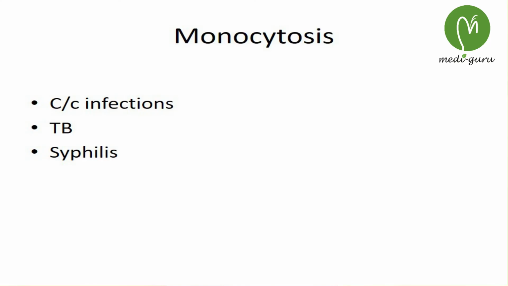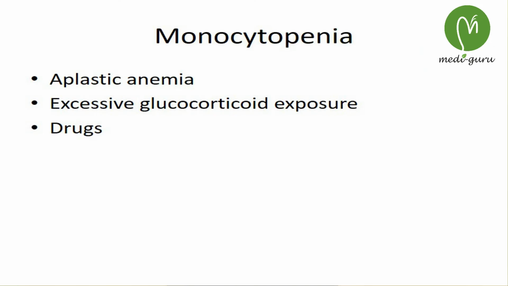The monocytes constitute about 2 to 10% of the leukocytes, and the importance is that they are mainly concerned with chronic infections. Actually, we have studied that neutrophils are concerned with acute infections. The monocytes and the lymphocytes are concerned with chronic infections. And the monocytes are especially raised in TB, syphilis, etc. In such chronic infections, monocytes will be raised, and this condition is called monocytosis. And monocytopenia we have already discussed. In immunosuppressed conditions, monocytes will also be decreased, and in aplastic anemia, and certain drugs can also cause monocytopenia.